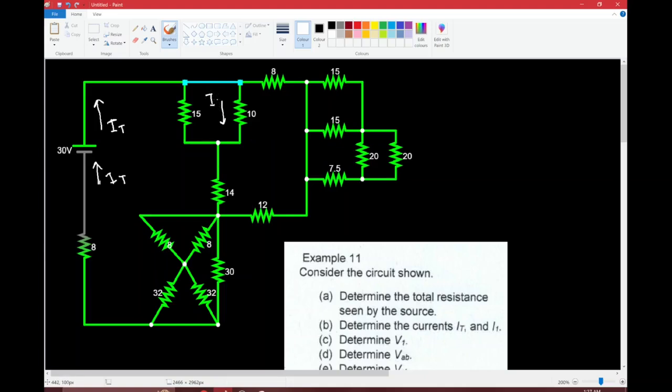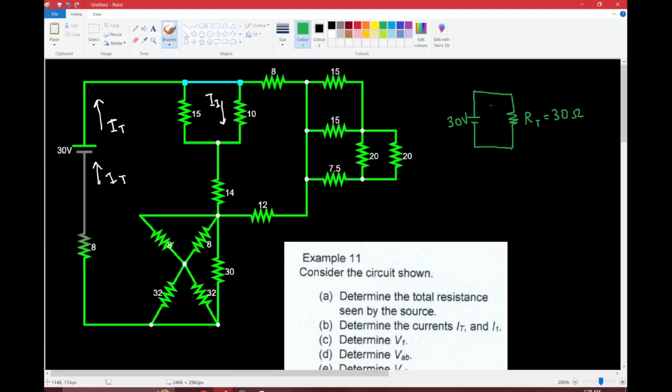So let's start off with IT. IT is really easy. From the earlier problem, we found out that the total resistance of the circuit was about 30 ohms. We're just going to use 30 ohms for now, just because it'll make the calculations a little bit easier for us. So let's just say that we got a nice clean answer, and the resistance total was equal to 30 ohms. And we know that the battery is equal to 30 volts.